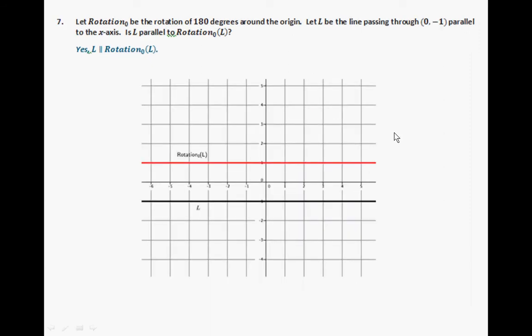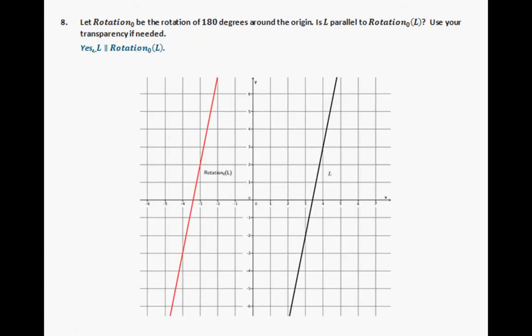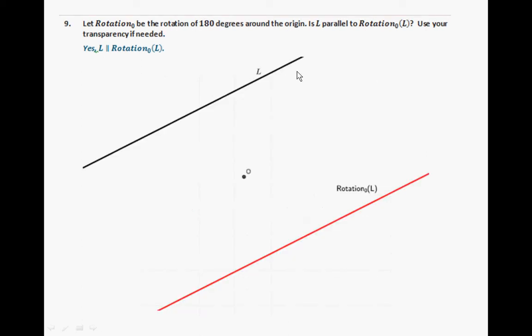For number 7, here's the answer. It's parallel again. Instead of -1, our line is now passing through +1. And for even a diagonal line, if we rotate that 180 degrees around the origin, it is still going to give us a parallel line that looks like this. And even without the coordinate plane, we can still rotate 180 degrees, and we're still going to end up with the same result, parallel lines.